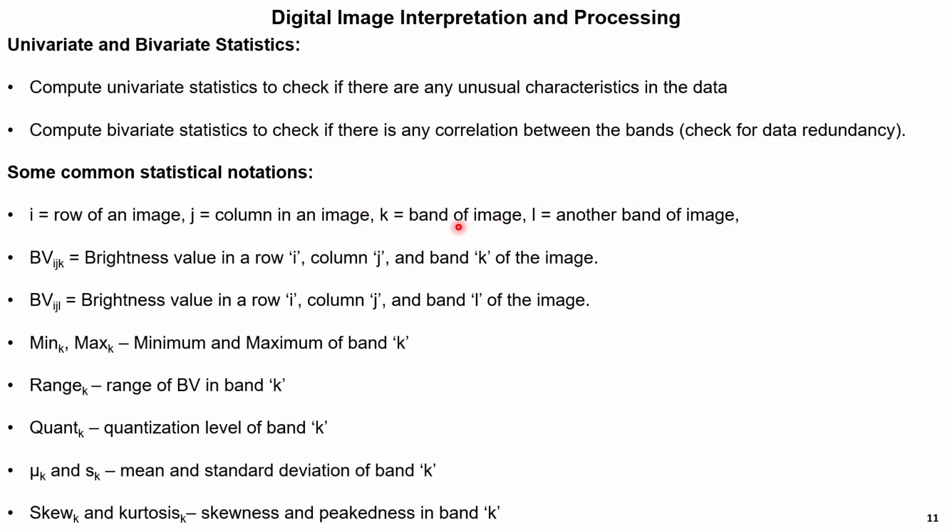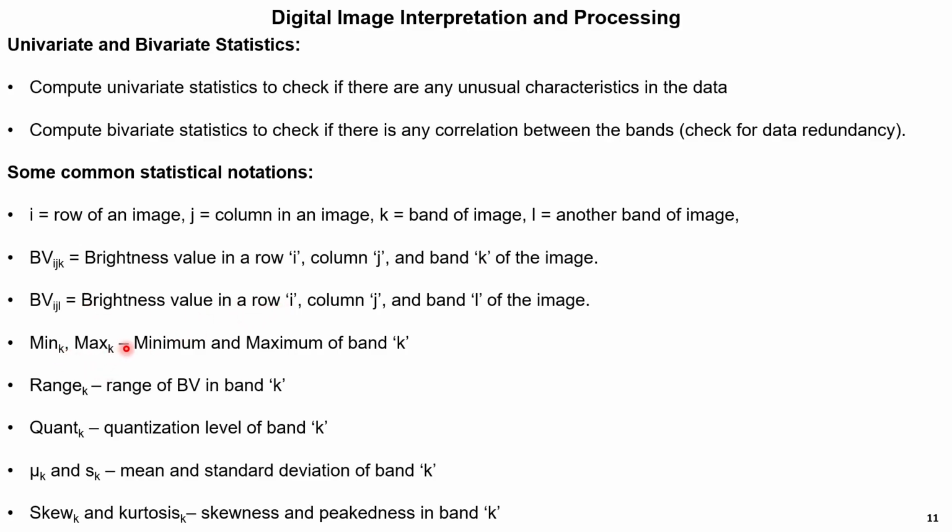So some common notations which you need to remember. From now on we'll be seeing in terms of this notation only. I refers to a particular row of the image, J refers to a column, then K is one band, let's say band 1, and L is another band, let's say band 2. So if I say BV of IJK, then it means brightness value in row I, column J. So we are indicating the pixel, and then for K, from the K band of the stack, whichever you are making, and this is similarly for L band.